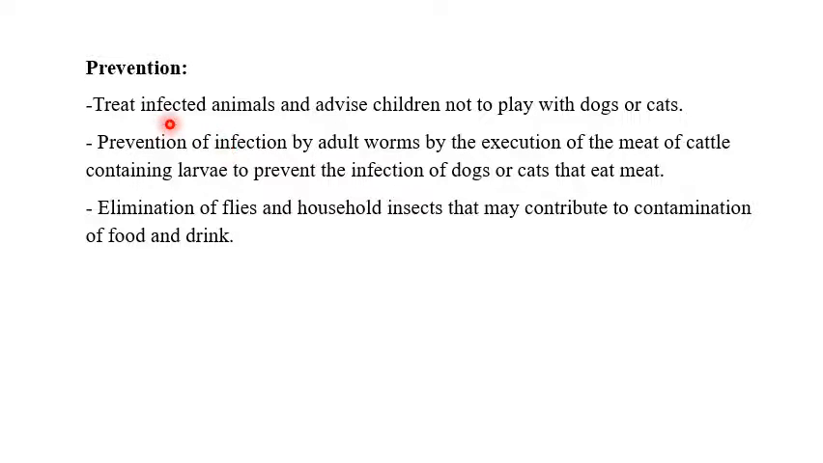Prevention: treat infected animals and advise children not to play with dogs or cats. Prevention of infection of dogs or cats that eat meat by the condemnation of the meat of cattle containing larvae. Elimination of flies and household insects that may contribute to contamination of food and drink. So this lecture covered everything about Echinococcus granulosus, or dog tapeworm, or hydatid cyst disease.